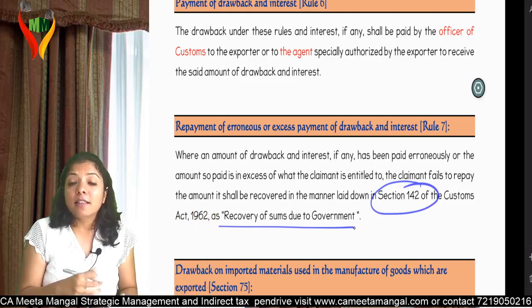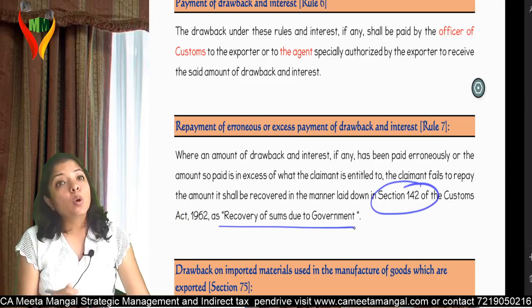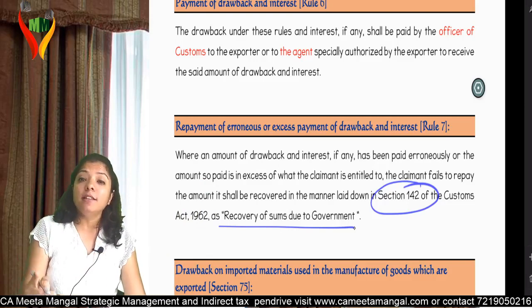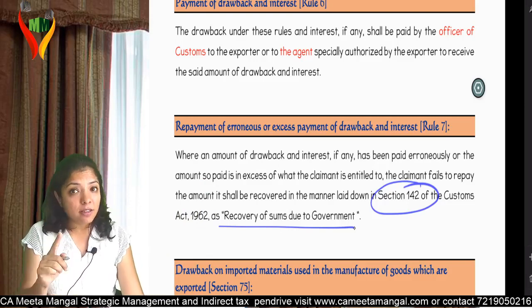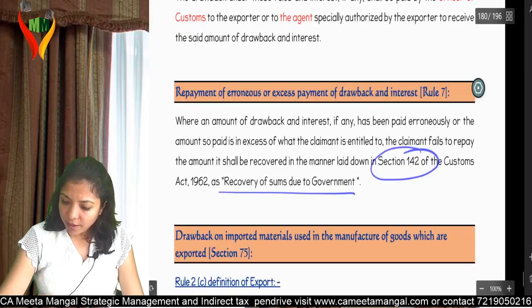There, this is called garnishee proceedings. So again, I'm not going in depth over here. We'll go in depth on this topic in GST because we have recovery in GST, but we don't have recovery in customs. Am I clear?